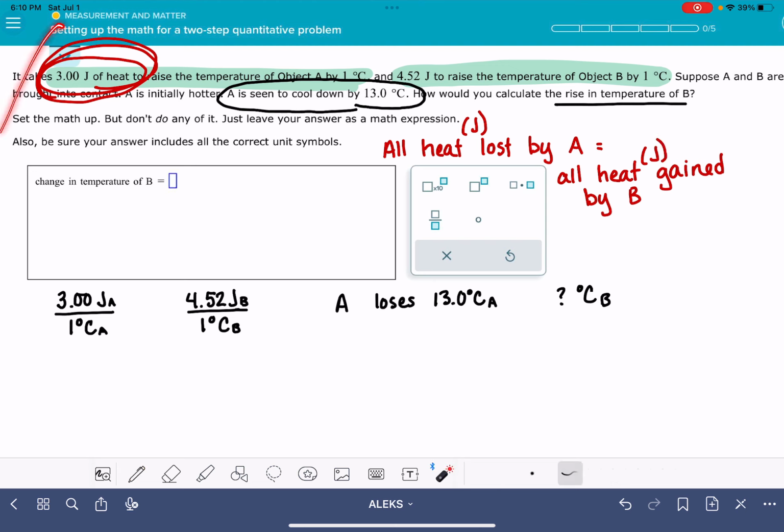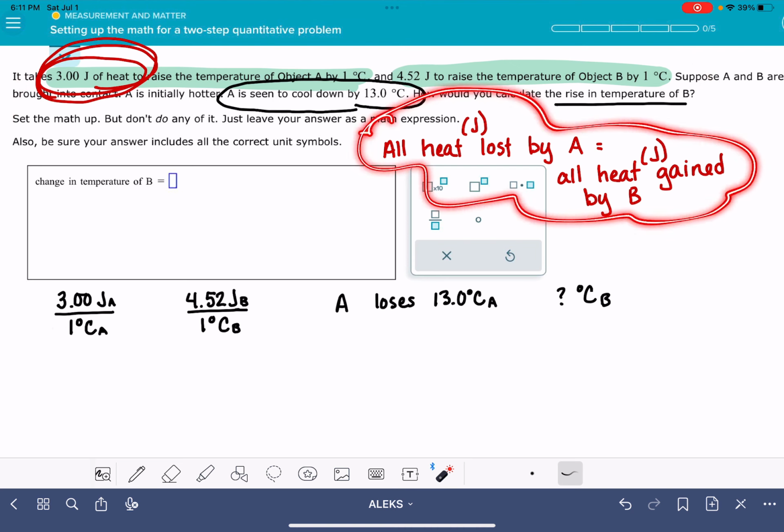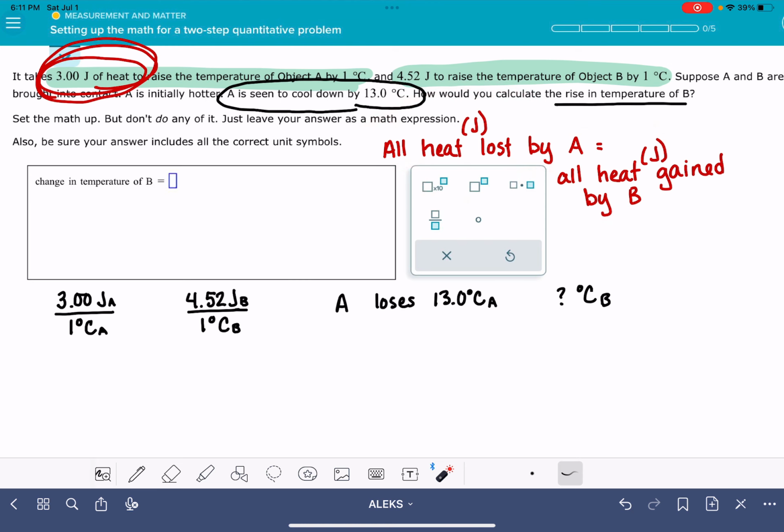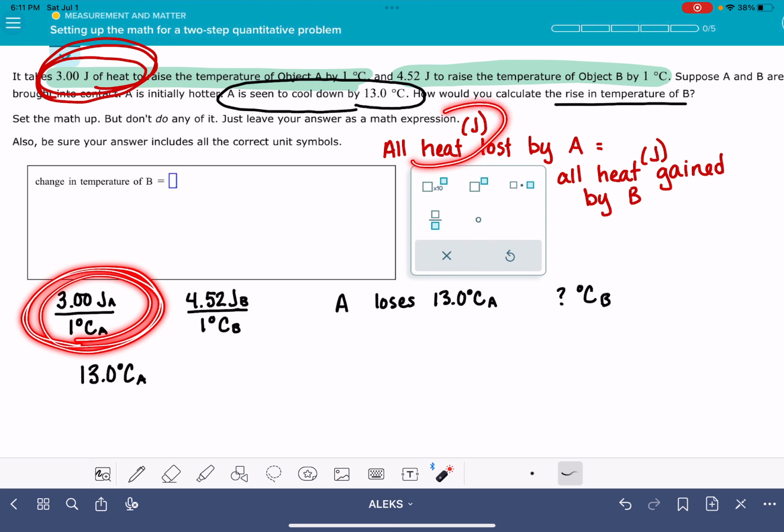And again, this is why I think this problem has the potential to be super tricky, because chances are good you haven't talked about this concept yet in class, so you may not know that. The other versions of this problem, like I said, are quite a bit easier than this one. Okay, so here's what we're going to do. We're going to start by taking the amount of heat that has been lost by object A, that is 13.0 degrees Celsius, object A, and figure out how many joules that is, because all of the joules lost by A are going to be gained by B.